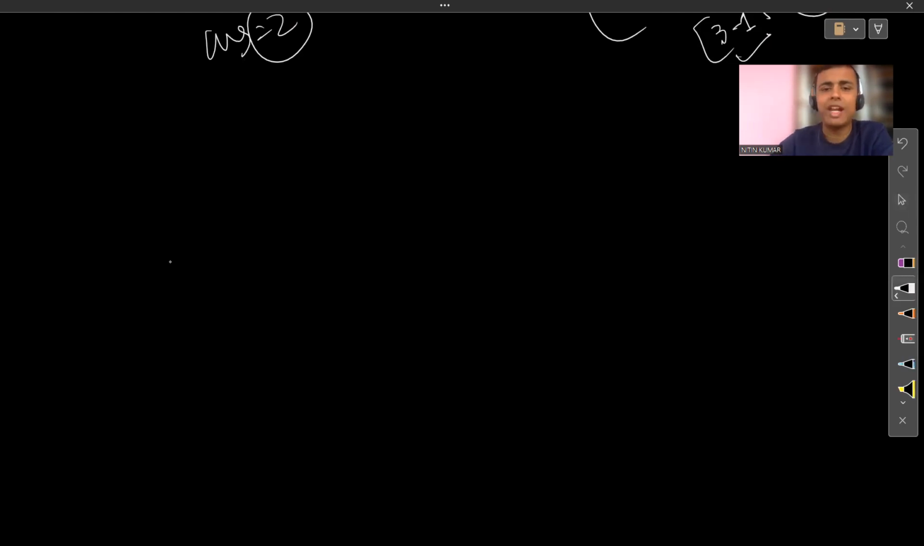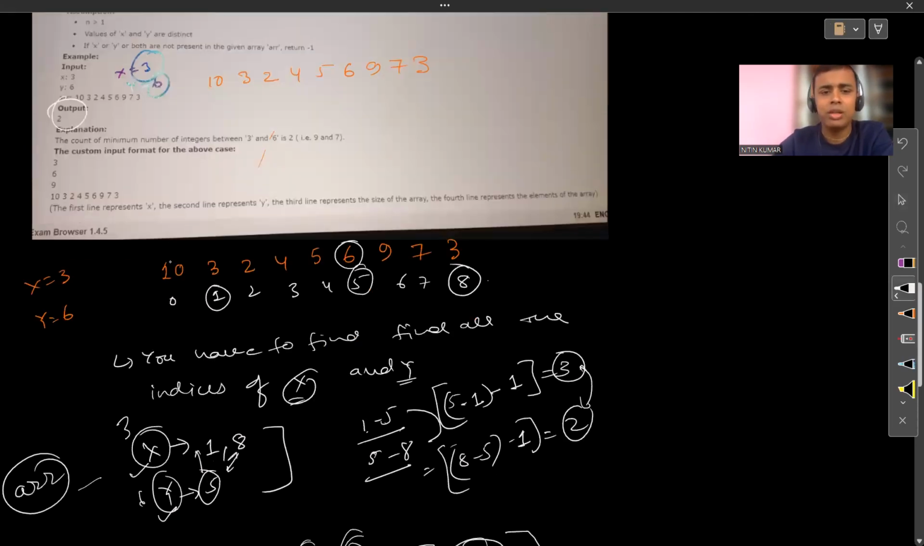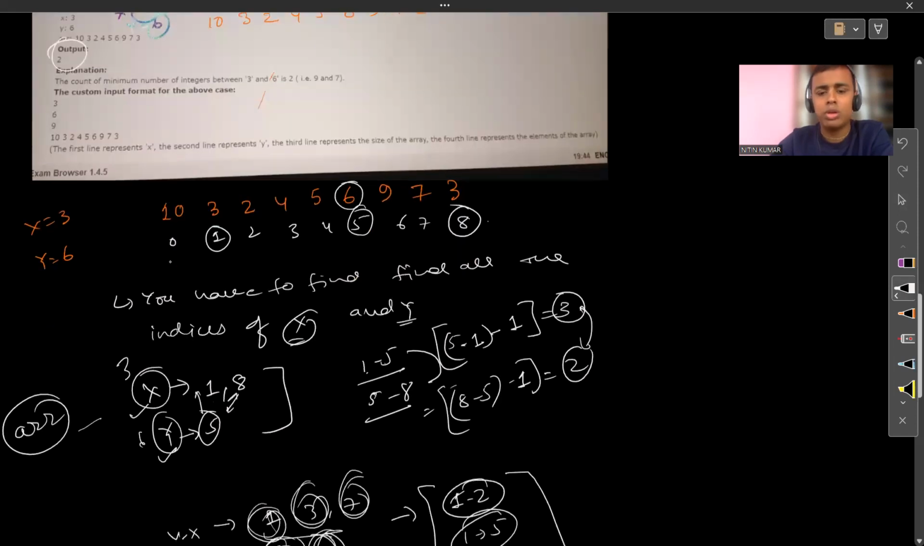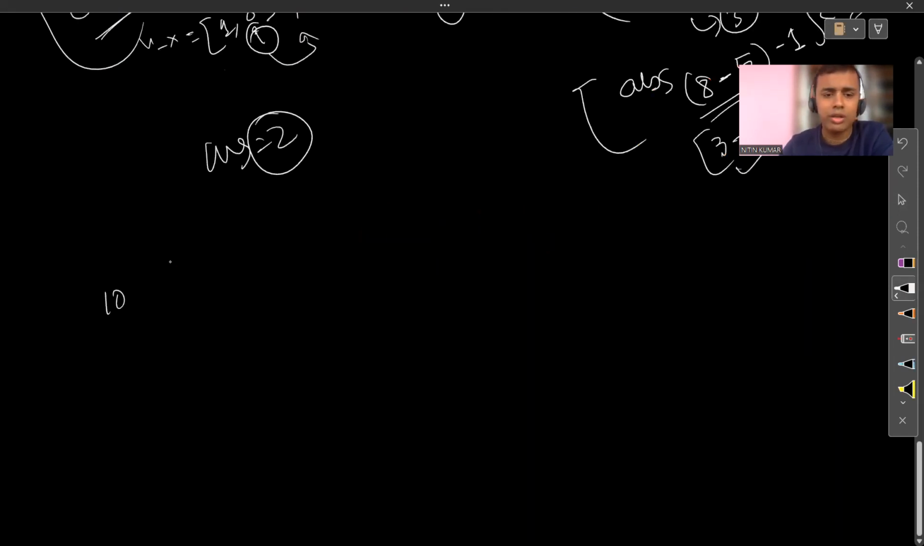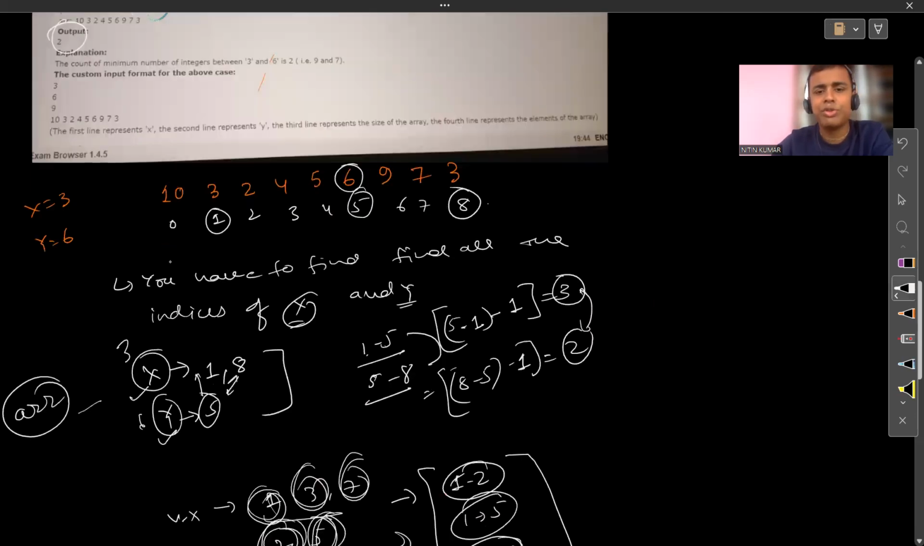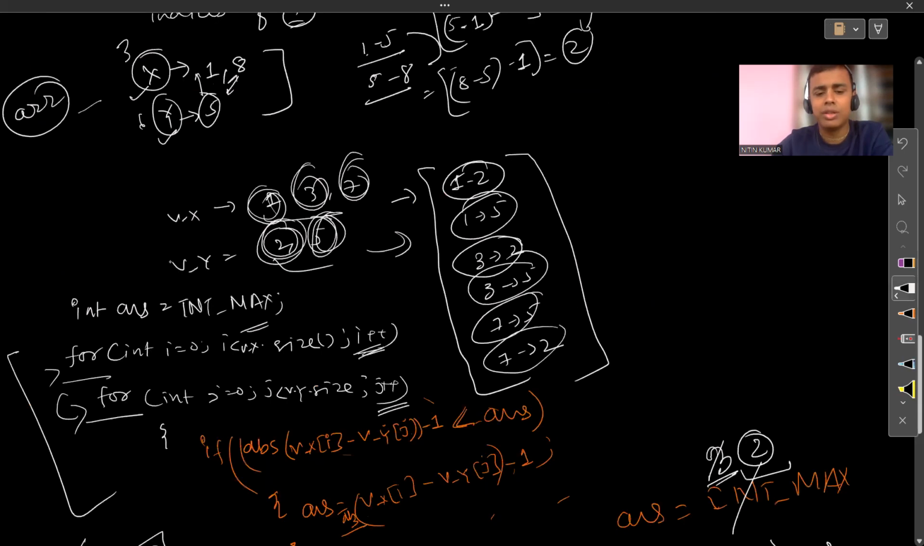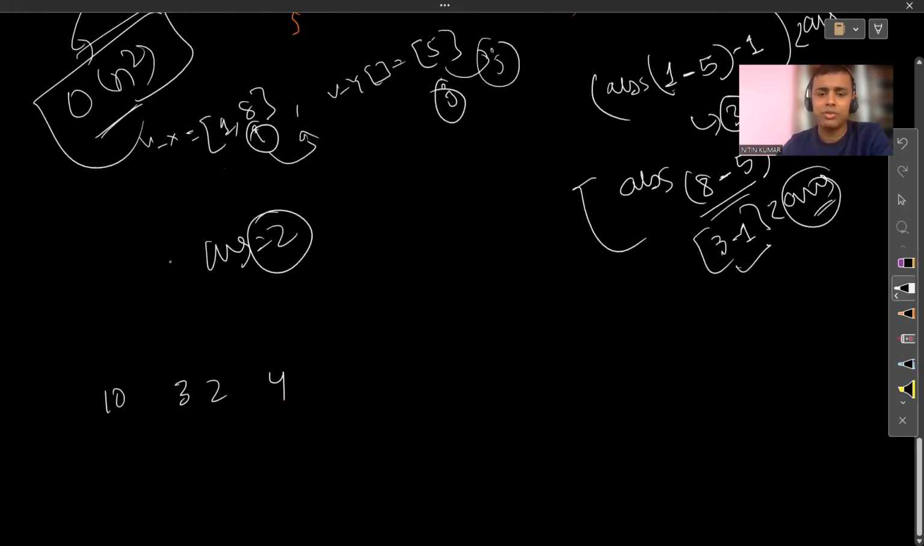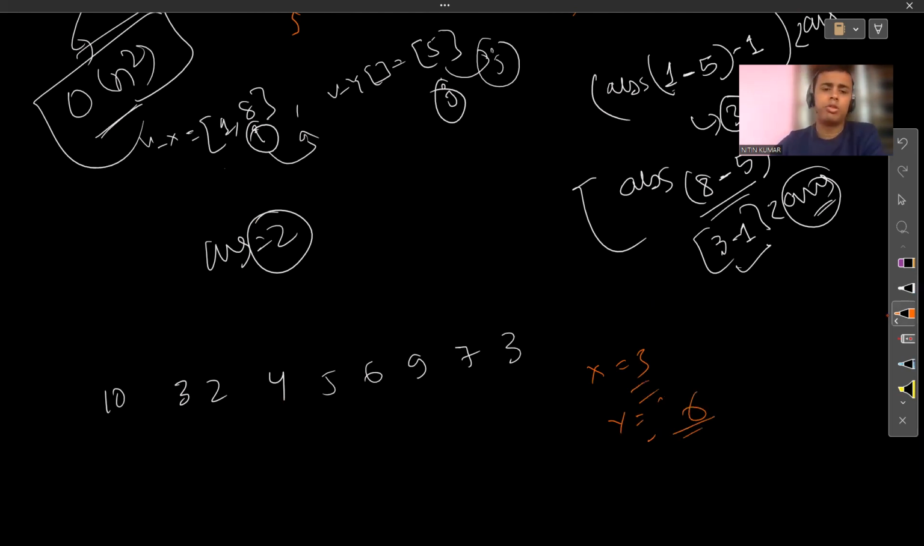So let me first write the array. The array is 3, 2, 10, 3, 2, 10, 3, 2, 4, and the next values are 5, 6, 9, 7, 3. And the value of x is 3 and the value of y is 6. Okay, now this is fine from my side.